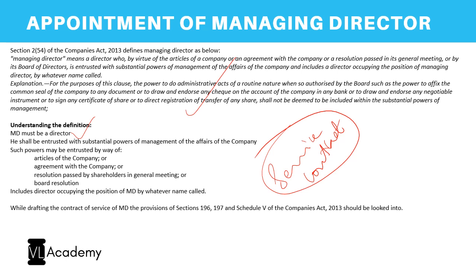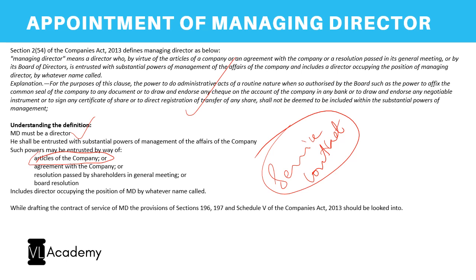See, he can be entrusted such powers by way of articles of the company. So your articles, if they contain that whoever be the MD shall be entrusted with the following powers, then by default, even if you do not mention anything in your contract, he would get those powers. So in such cases, the contract simply gives a reference to the articles of association and to the respective article if required, saying that all the powers as stipulated in the articles of association of the company shall be vested in so and so person who is hereby appointed as a managing director, right?